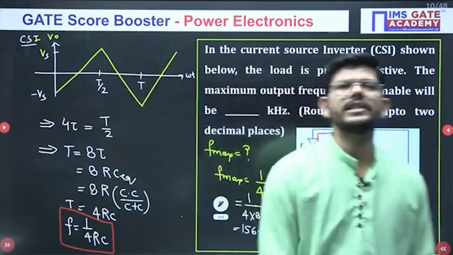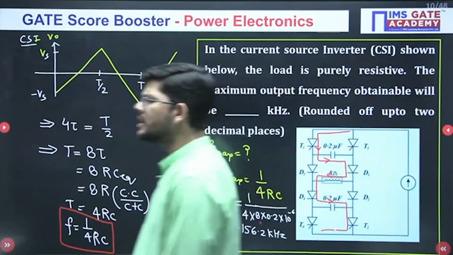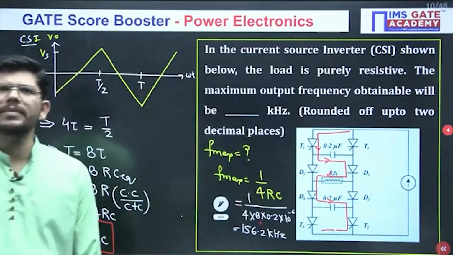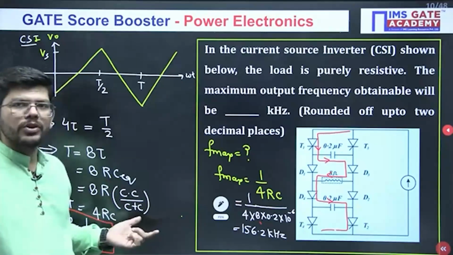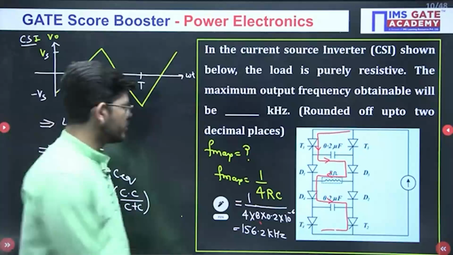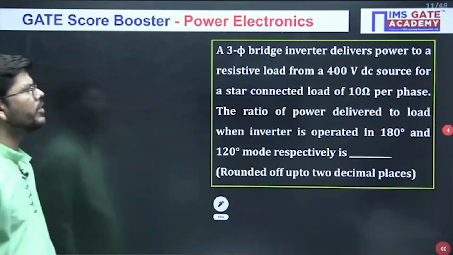Okay, 1 by 4 RC is applicable when both the capacitances are the same, and normally we keep both the capacitances the same. If suppose they are not the same, then this analysis will be useful for you. Okay, very good. So we are done with this question. Now moving towards the next question.